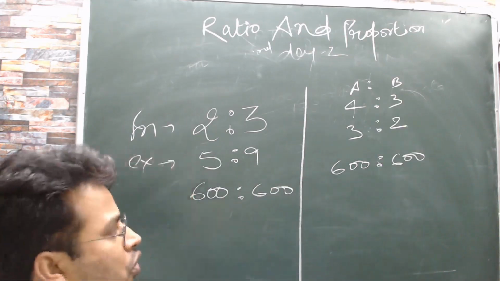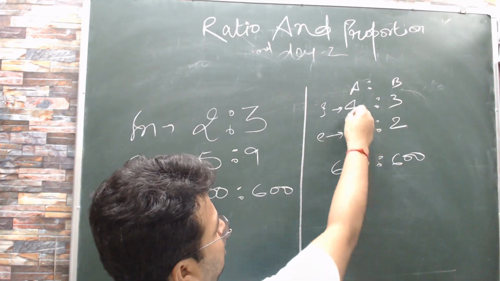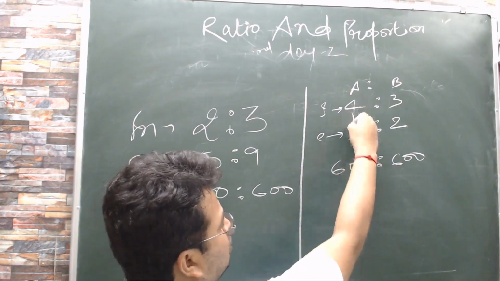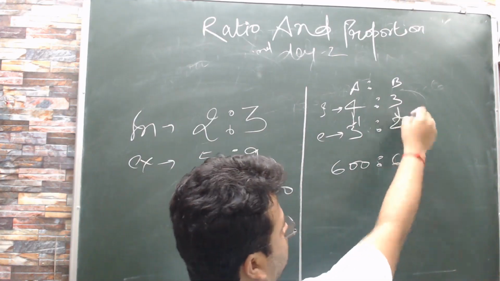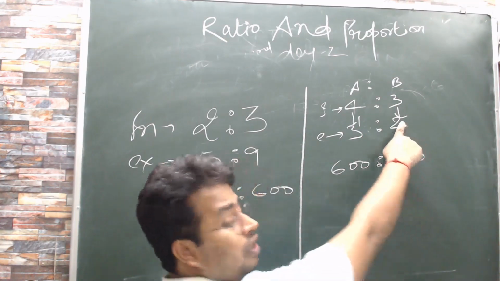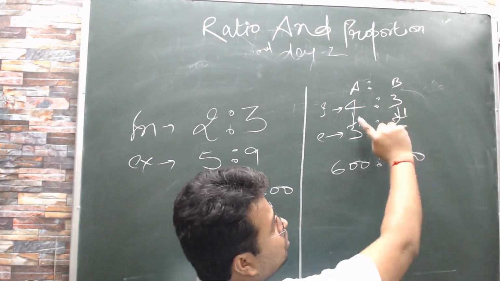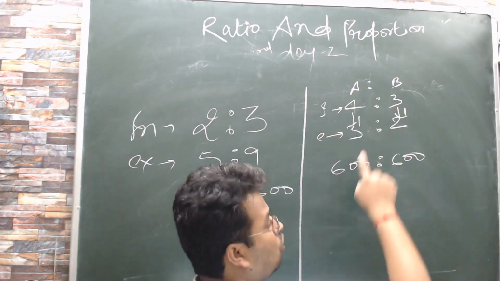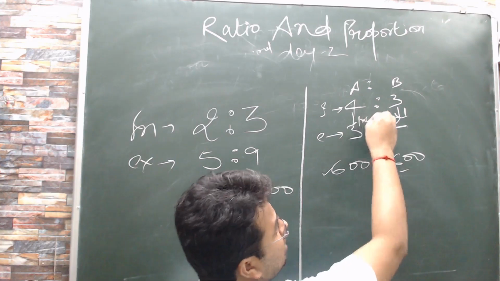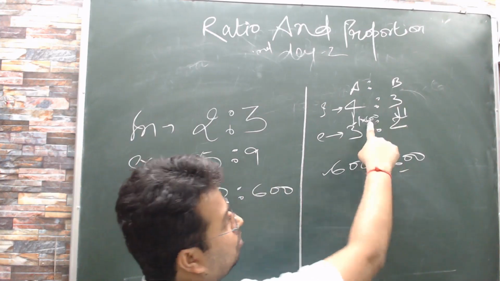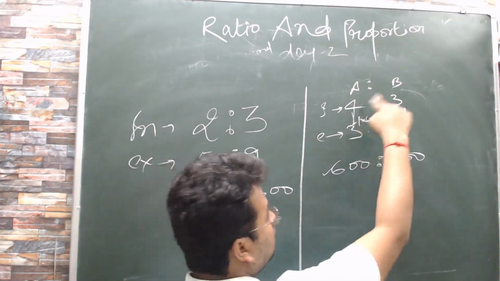Now see how you will do this question. If your income is 4 rupees and expenditure is 3 rupees, it means out of 4, your expenditure is 3 rupees, so you are saving 1 rupee. Here, out of 3, your expenditure is 2 rupees, then your saving is 1 rupee, right? But according to the question, your saving must be 600 and 600. So how can you make this 600? By multiplying by 600. If you multiply in one place, multiply everywhere.